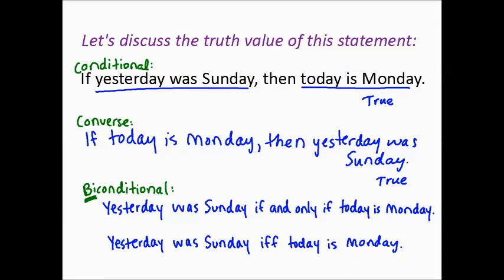Here are two ways to write it. Yesterday was Sunday if and only if today is Monday. This is just a way to shortcut write if and only if. But when you see that connection in there, it means it's a statement that works both ways. We can say it if yesterday was Sunday, then today is Monday, or if today is Monday, then yesterday was Sunday.